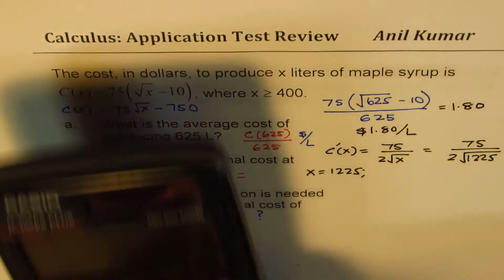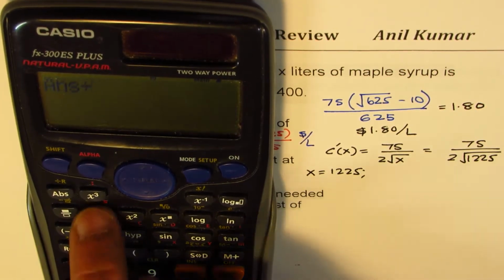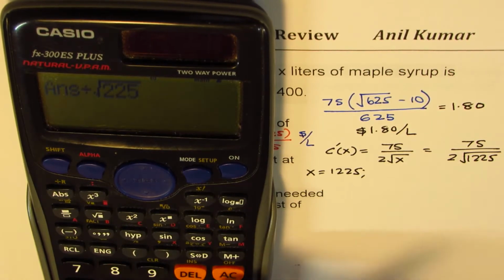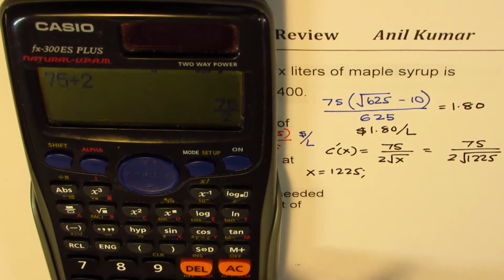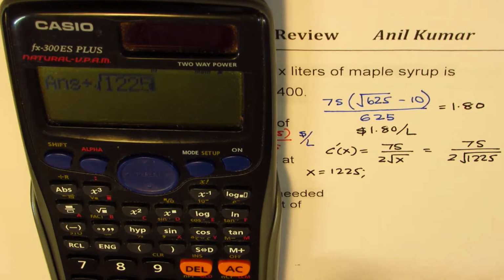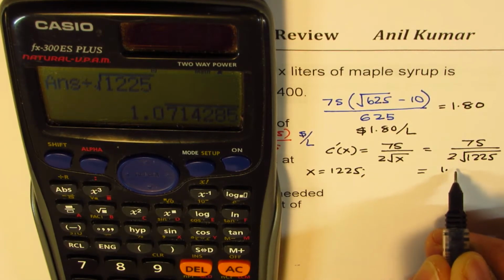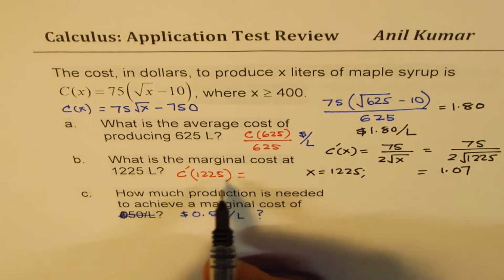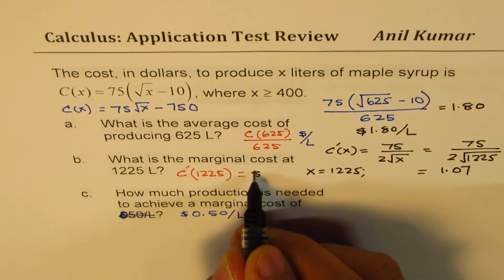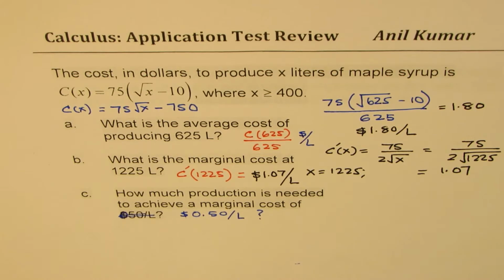So let's find this answer now. So we have 75 divided by 2, divided by square root of 225. Let's do it again. So we have 75 divided by 2, divided by square root of 225, and that gives us 15 over 14. In decimals, it is approximately equal to 1.07, right? So the answer here is that the cost is $1.07 per liter. Perfect. So that is how you could do it.